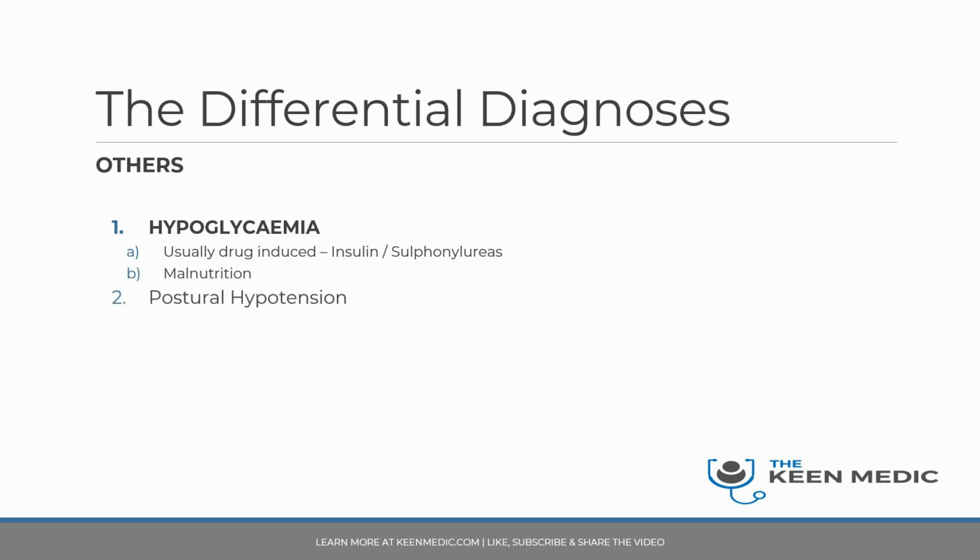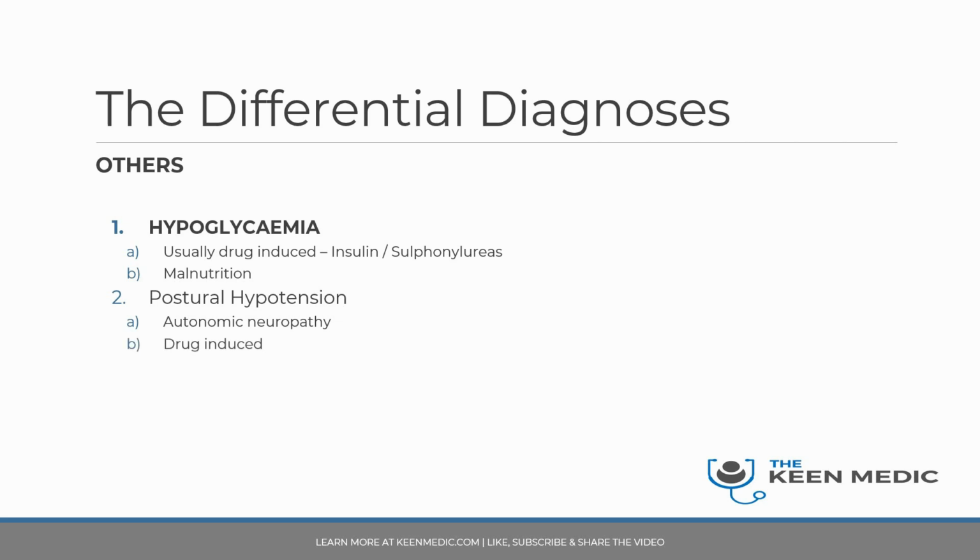All right, so postural hypotension is the other thing that you should be thinking about. This is common, but this is usually not catastrophic, which is why it's not bolded. Typically, it can be caused by autonomic neuropathy, most commonly due to uncontrolled diabetes.